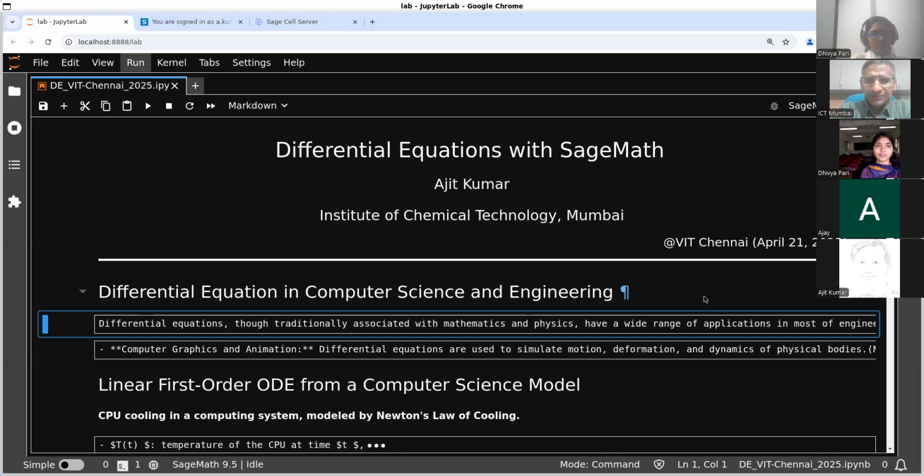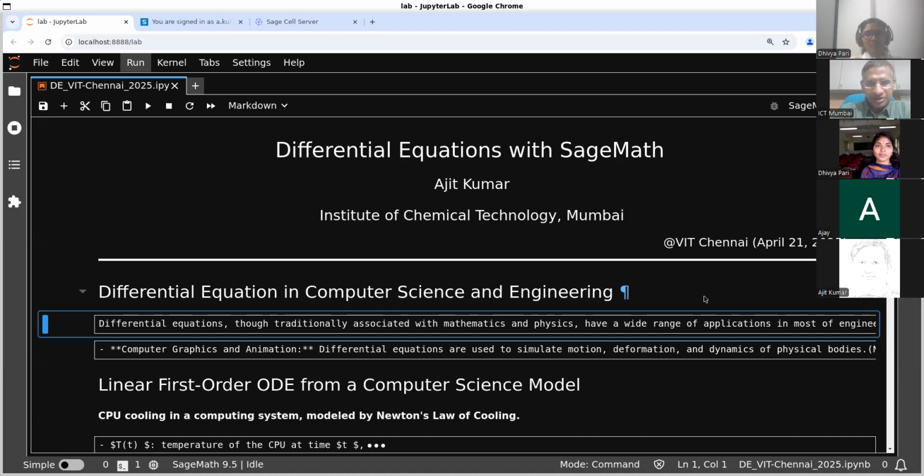I believe last semester you all had a lab course in MATLAB. But MATLAB is proprietary software, right? You have to buy that software. Of course, VIT has procured a campus license, so that's why you are able to use it. But if you want to use it on your own, you need to buy it. Whereas SageMath is free and open source software. I'll talk more on that.